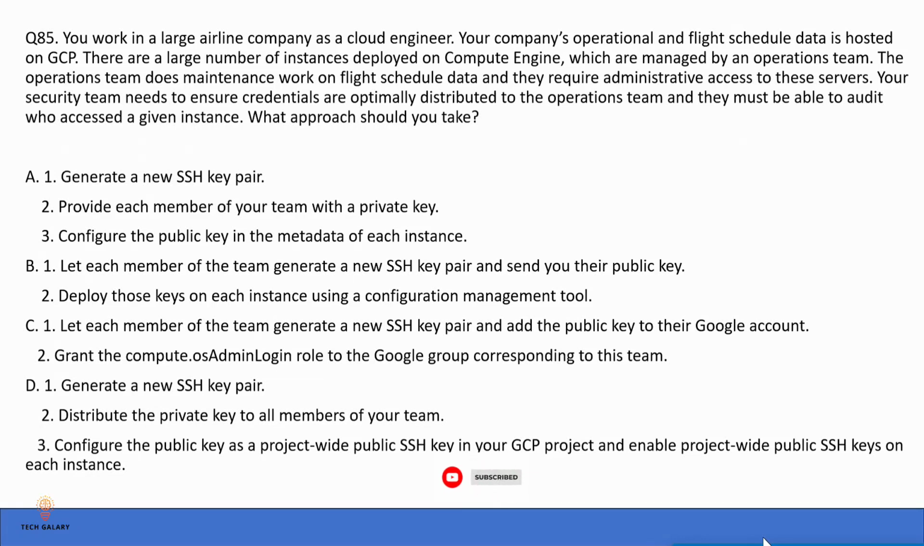Option C, let each member of the team generate a new SSH key pair and add the public key to their Google account. Grant the compute OS admin login role to the Google group corresponding to this team. This option is correct because the OS Login grants SSH access to VMs using the GCP IAM policy and does not require the distribution of SSH keys to users.